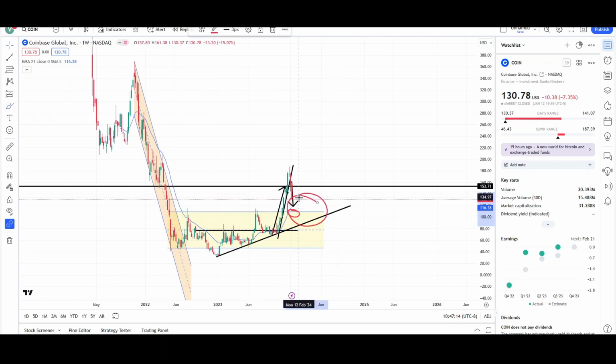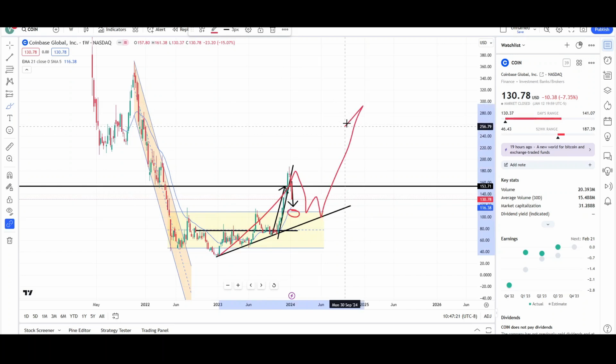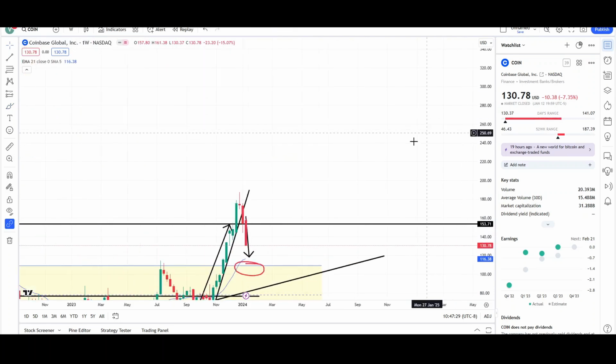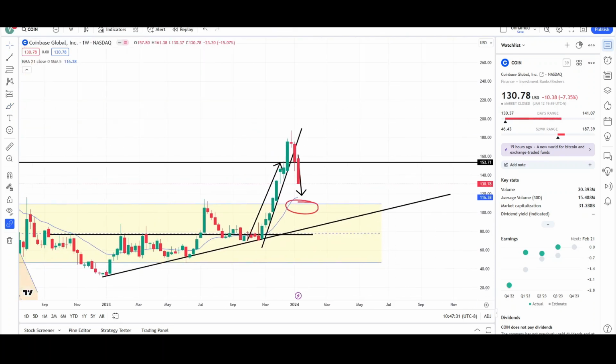If you can find price support over here, let's just say eventually this is all one leg up right here. We see the correction stalls out. We might be able to see another leg up, something like that. But again, it's going to probably take another couple of weeks, probably a couple of months, depending on how quick this drop is to play out. So that's all I have for Coinbase Global on the daily and weekly charts.